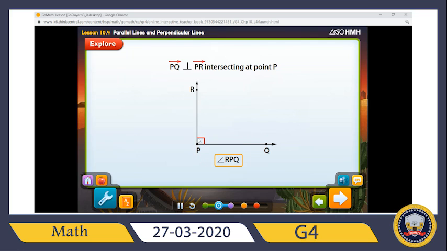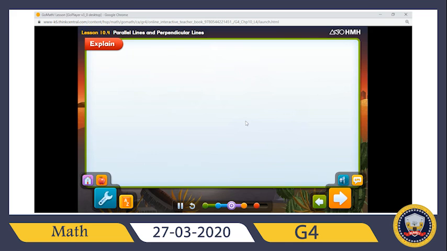which shows an intersecting point, and there is a right angle here. So I can say this is intersecting and perpendicular. While naming this angle, I can say angle RPQ or angle QPR or just angle P, right? Because P always should be in the middle.